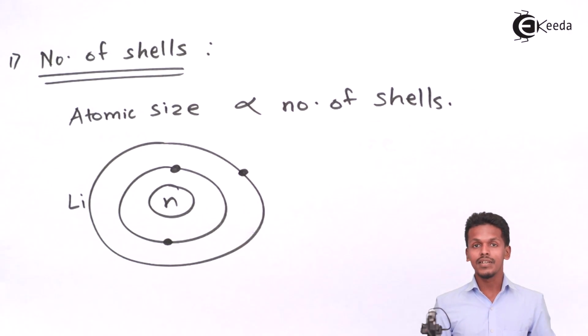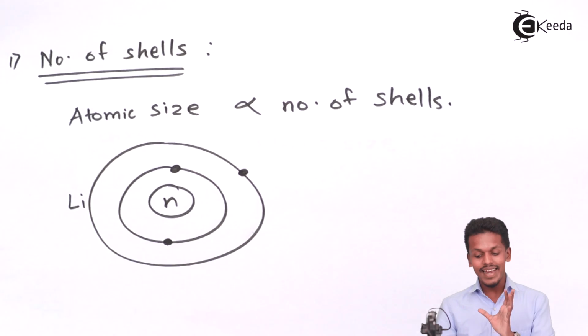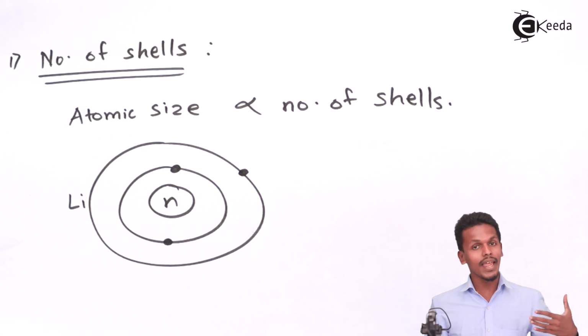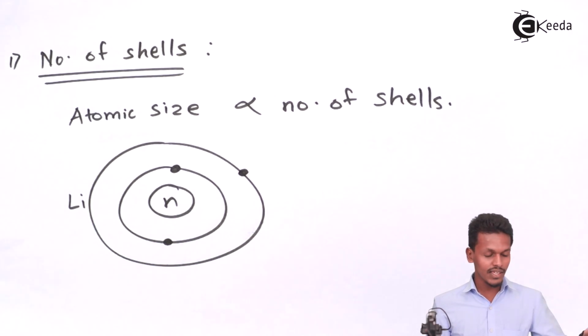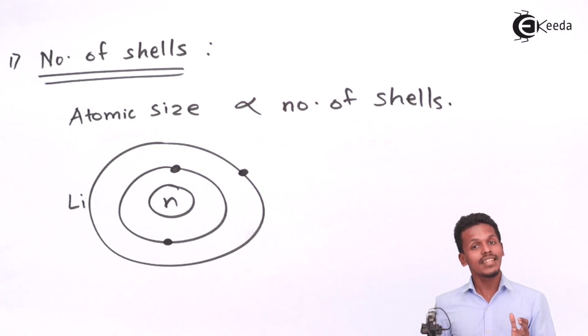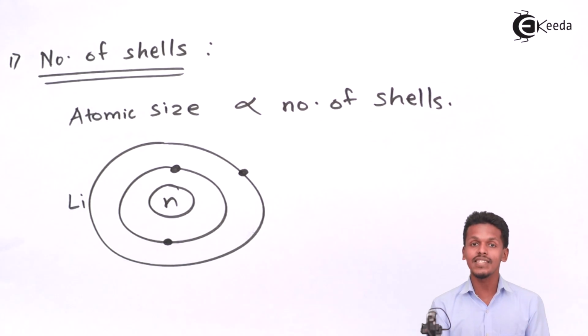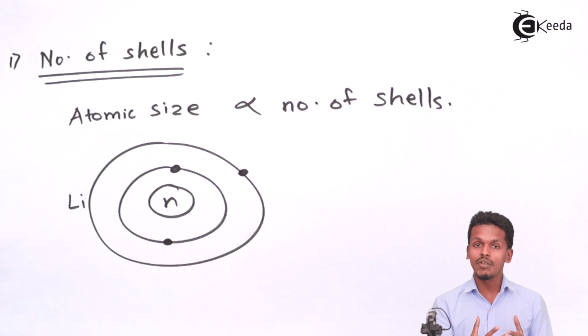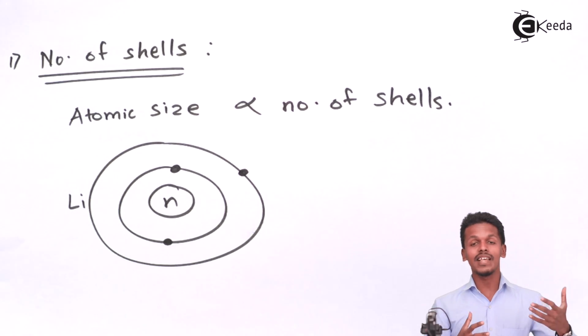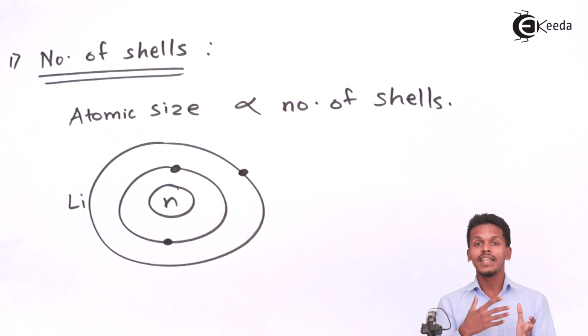So that's the reason the atomic size is less in lithium and more in sodium. So we could say in this manner also that if the atomic size is less for a particular element, then that makes a surety that the nuclear charge will be more in that case. And if the atomic size is more, then it says that the nuclear charge will be less, because of which the atomic size is more.